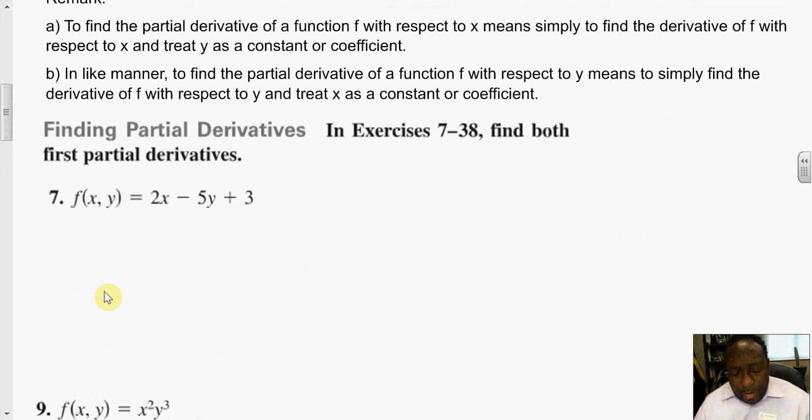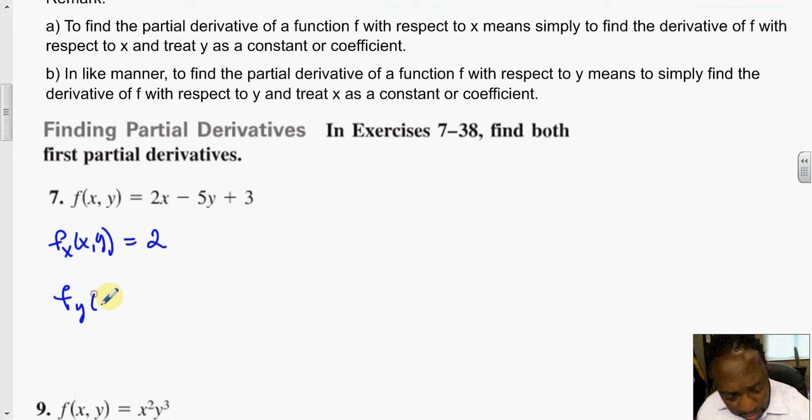Let's take these problems here as an illustration to show you what we're talking about. So here the partial of f with respect to x is equal to, I'm focusing on x, and then we treat y as a constant or coefficient. So this partial derivative is just 2. Y is treated as a number, the 3 is a number, so their derivatives are 0. The partial derivative of f with respect to y, I look at where y is. x is a constant, 3 is a constant, so their derivatives are 0. The derivative of negative 5y is just negative 5.